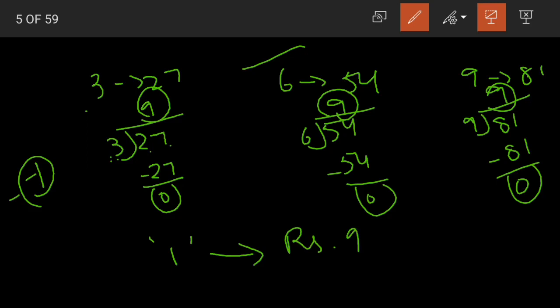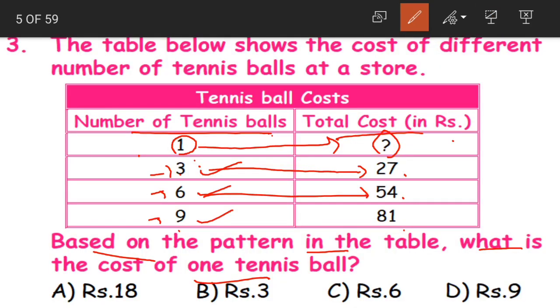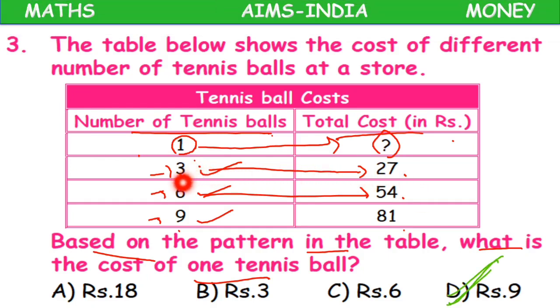Yes, children, clear what is the answer now? 9 rupees. That is our option D. The cost of 3 balls is 27 rupees. Then the cost of one ball will be 27 divided by 3.